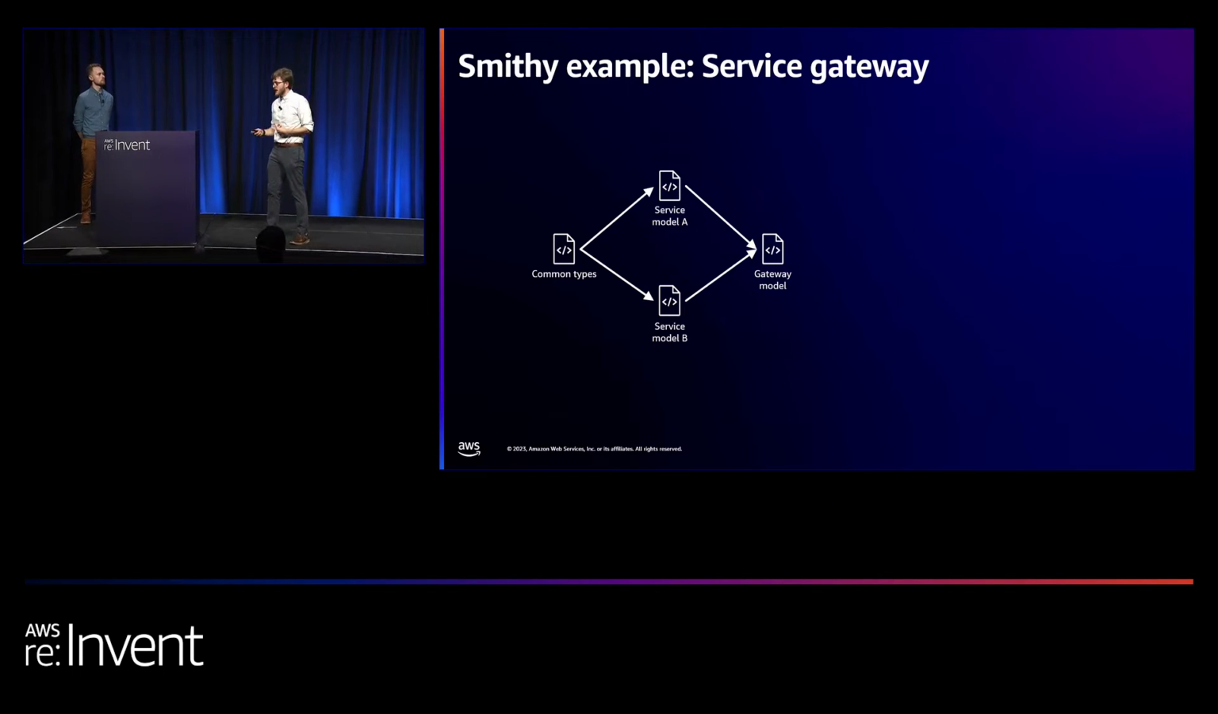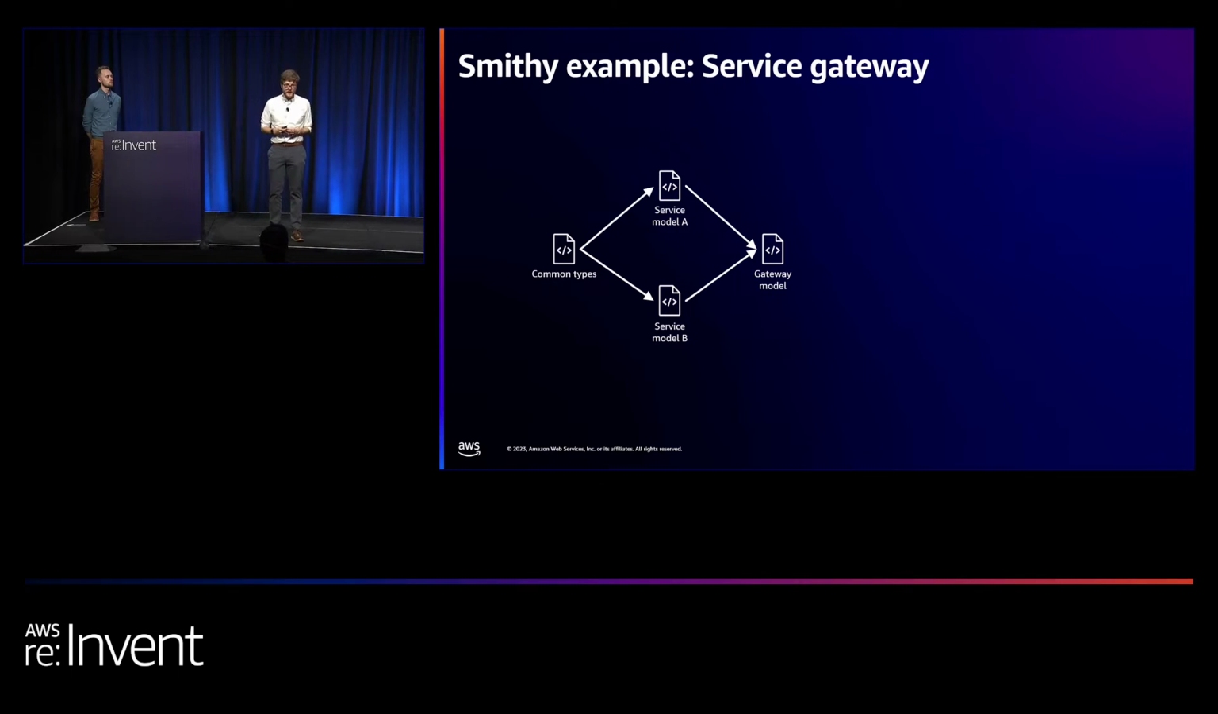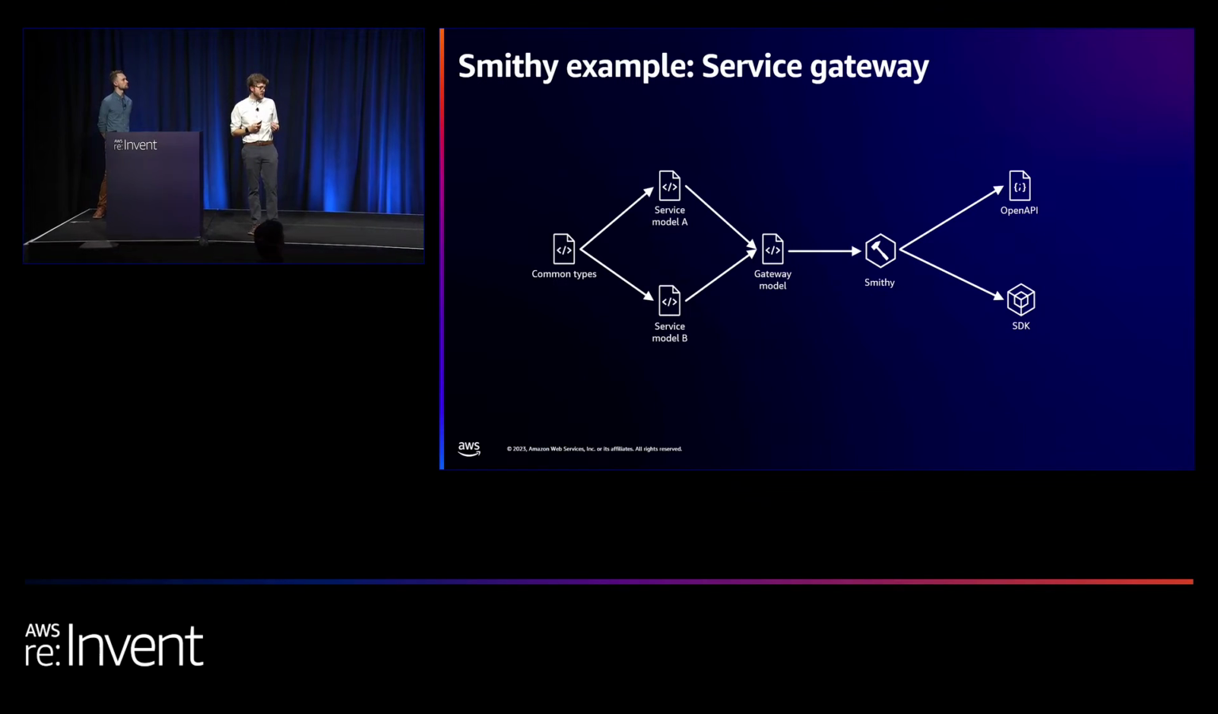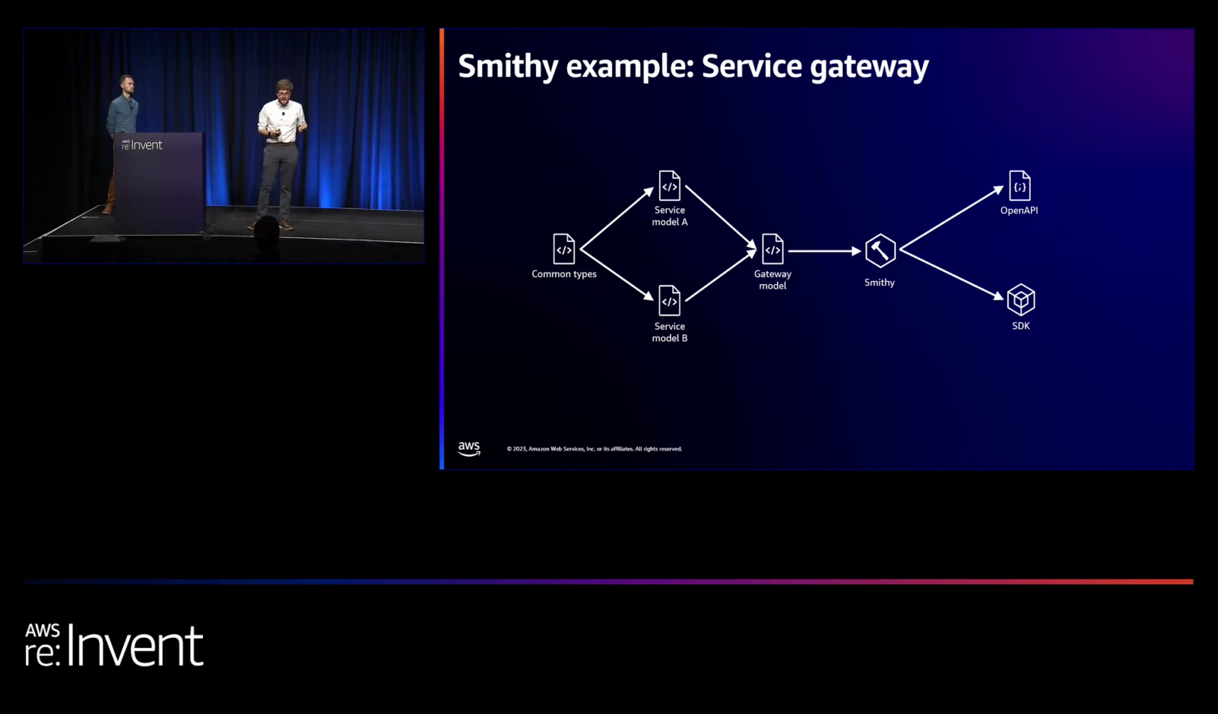They may have some common types, for example, a user. One of the nice things with Smithy is we're able to pull that common model out into a separate Smithy package so that we can reduce duplication across our different models. Now, we've gotten this common gateway model. We can now use Smithy and the Smithy toolchain to generate an OpenAPI spec that we could maybe upload to define an API gateway endpoint. We can generate documentation. And we can also use Smithy in order to generate SDKs for this service gateway.